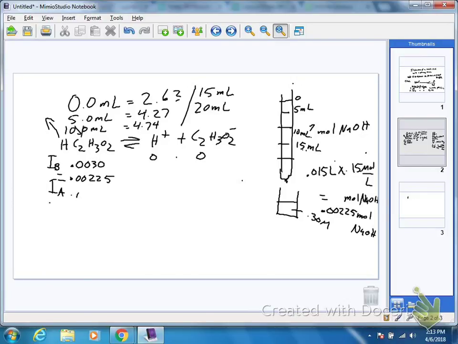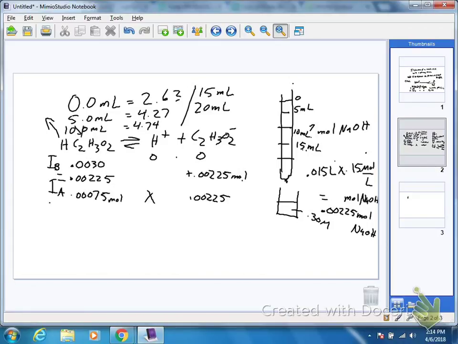That leaves 0.00075 moles of acetic acid left over, and that also adds 0.00225 of the acetate ion. We're going to solve for hydrogen ions like we did the other ones.